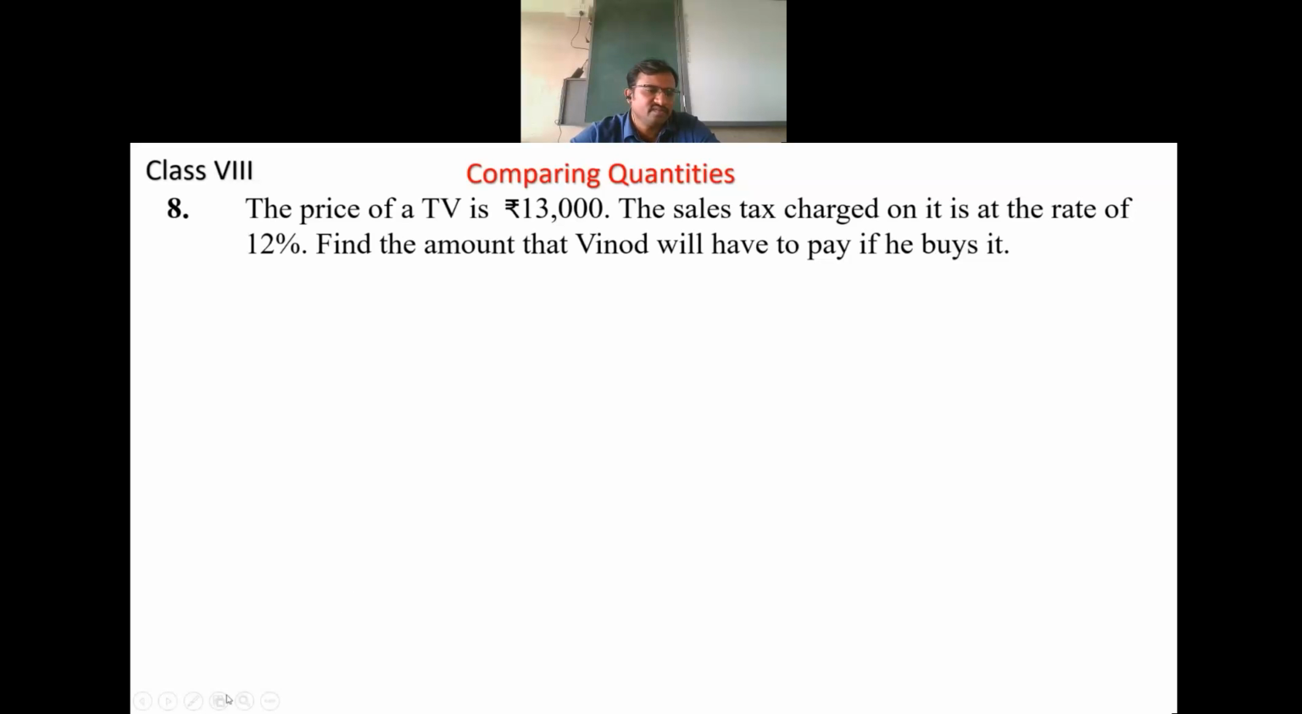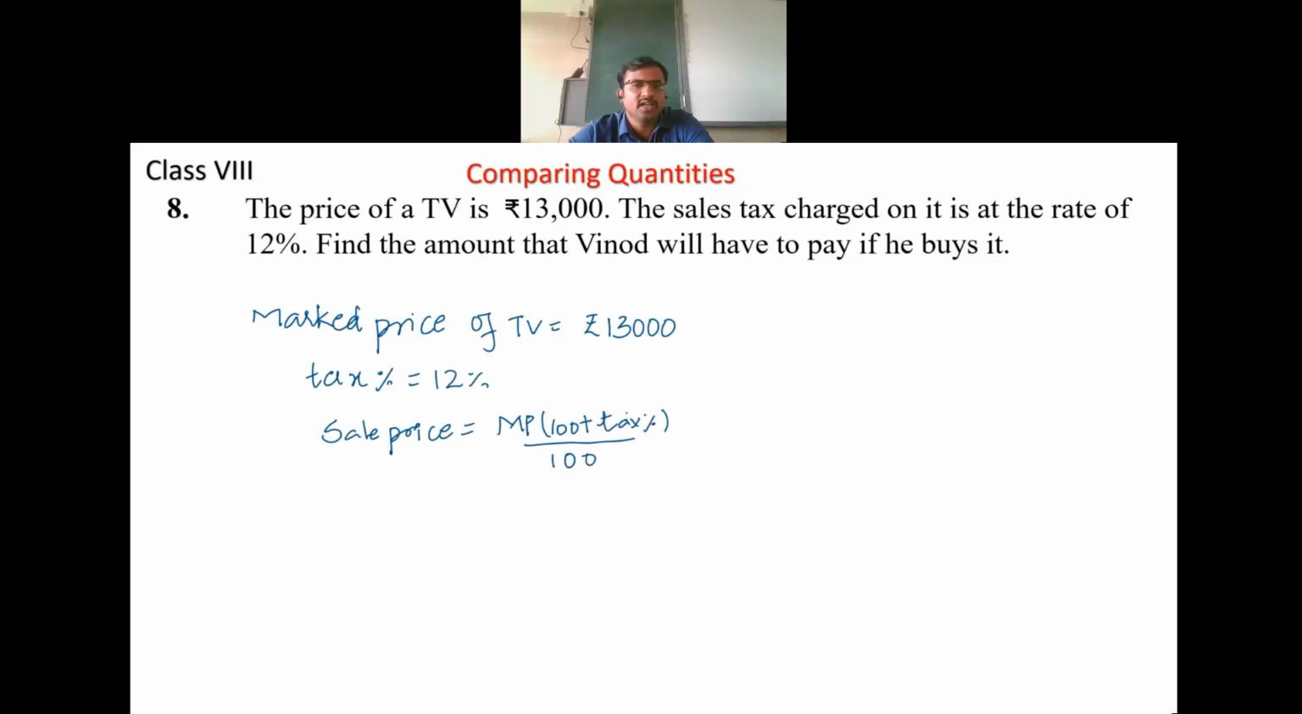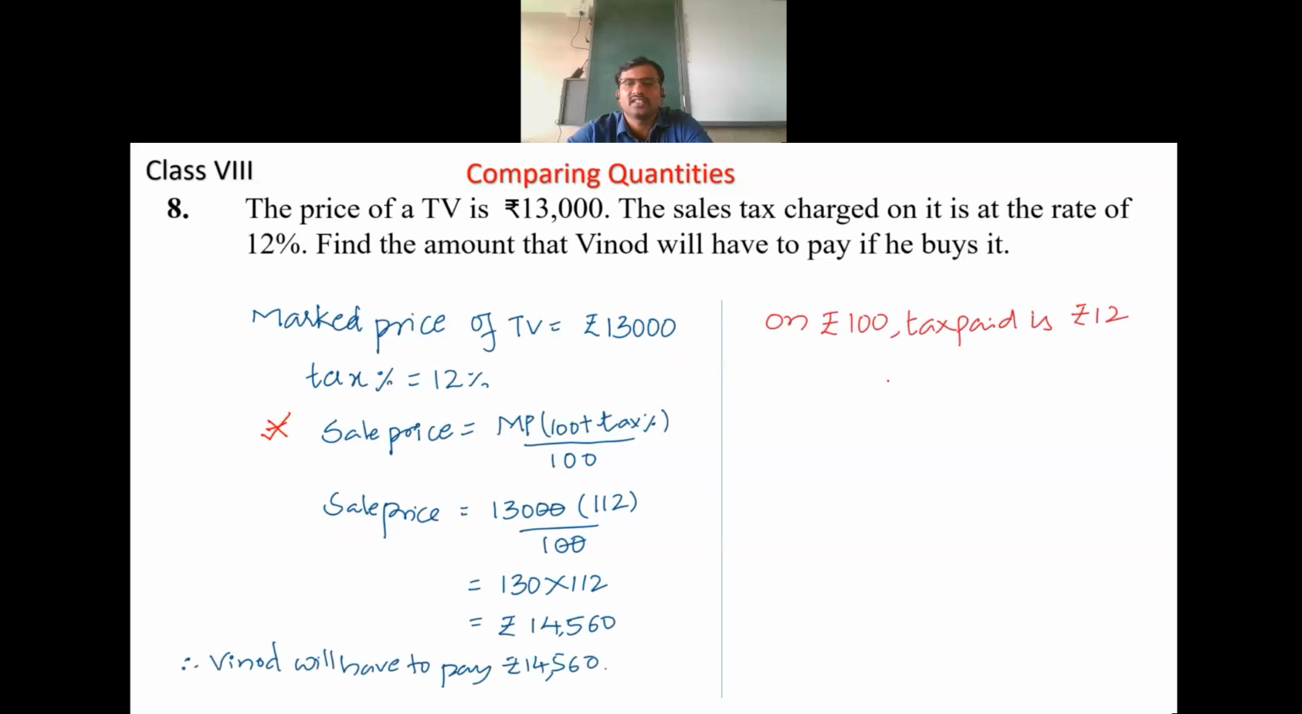Probably I told you to solve. Hopefully you have done that. So I got the price as 14,560, sir. Correct. If the market price is 13,000 rupees and the tax percent is 12%, then the sale price will be market price into 100 plus tax percent, divided by 100. This is a formula to be used if the sale price is to be found, and we get it as 14,560.